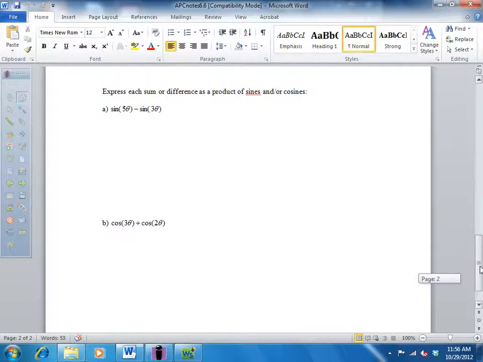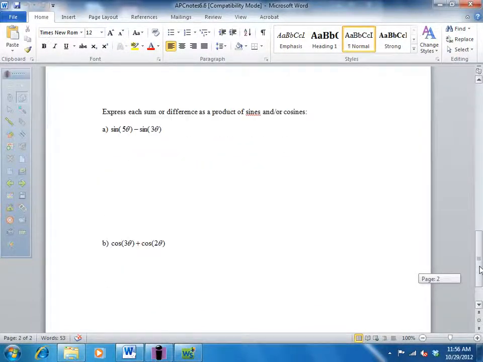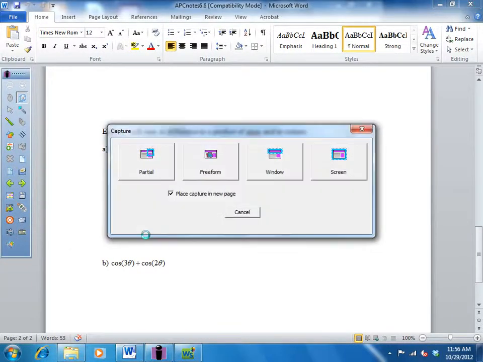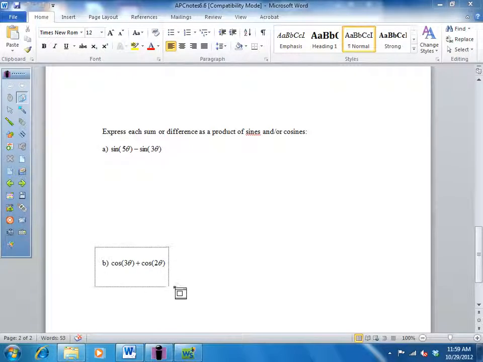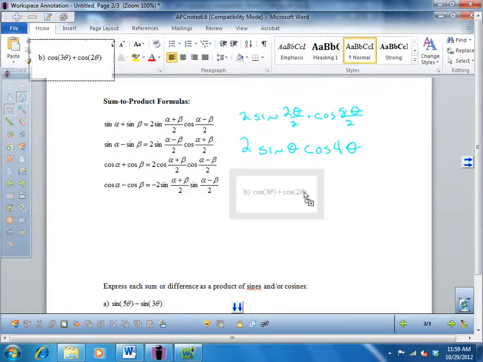let's do that one there. Okay? So I have to look at the formulas. So for this one, I'm not going to place capture in the new page. I'm just going to capture it. Let's just do this one, and then where did it go? Oh, it's up here. Okay.